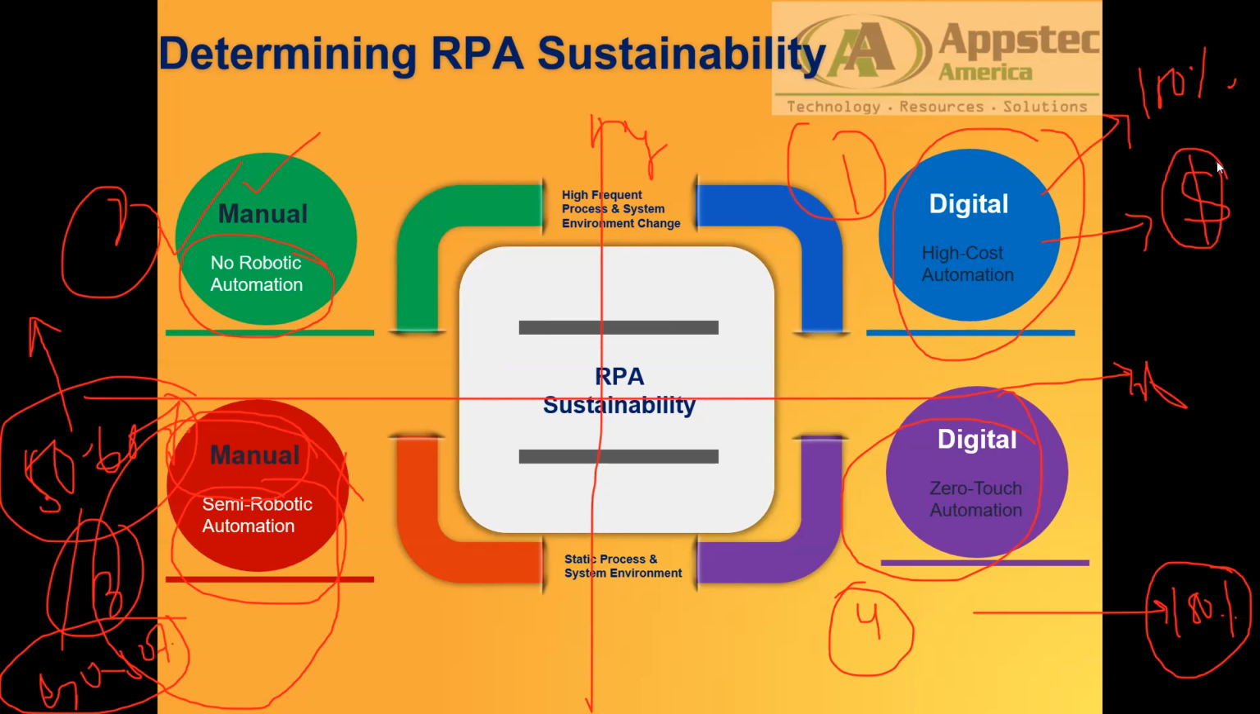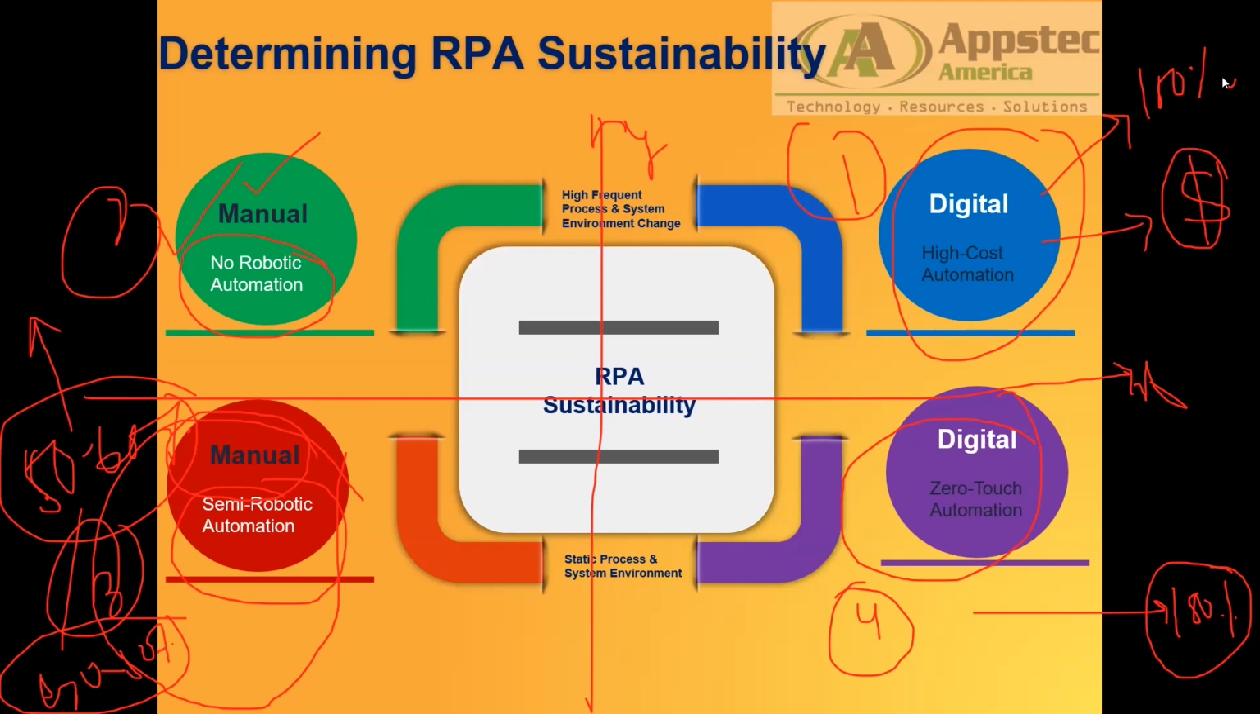So such processes are 100% automation potential, but I need to incur certain additional licenses, some application licenses or some server licenses or something or the other. Some infrastructural cost is additionally required to make it 100% potential. So those go into high cost automation.